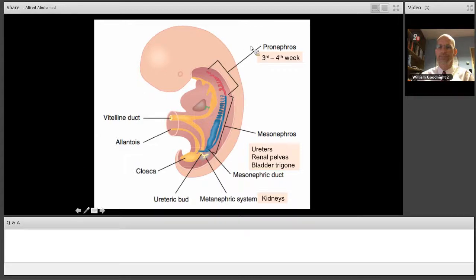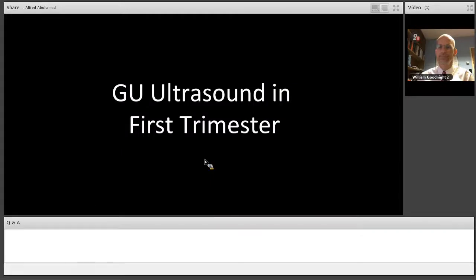initially things start with the pronephros, about the third of the fourth week. That kind of disappears fairly quickly around the fourth week. Then the mesonephros comes about, as you see right here. This gives rise to the ureters, renal pelvis, and the trigone. And then from the mesonephros, development of the mesonephric duct comes about. That is really important in developing the renal system. And then a metanephric system is developed around the same time that contributes to the kidneys, and with the mesonephros gives the GU system as we know it in the fetus and in adult life.